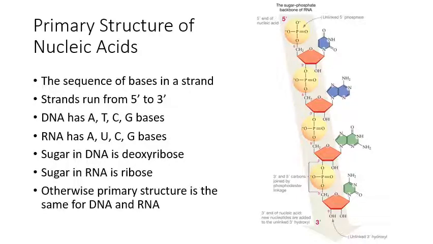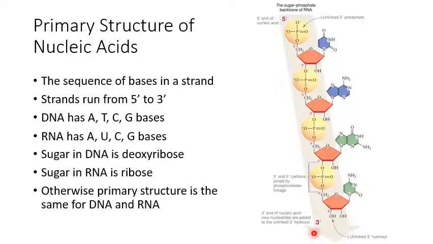So apart from those differences in the bases and the sugar that's found in the nucleotides for DNA and RNA, the primary structure is actually going to be the same for DNA and for RNA. And so here you have an example of the primary structure where you have different nucleotides, different bases linked together in this chain. So the sequence of the bases is what is determining the primary structure.